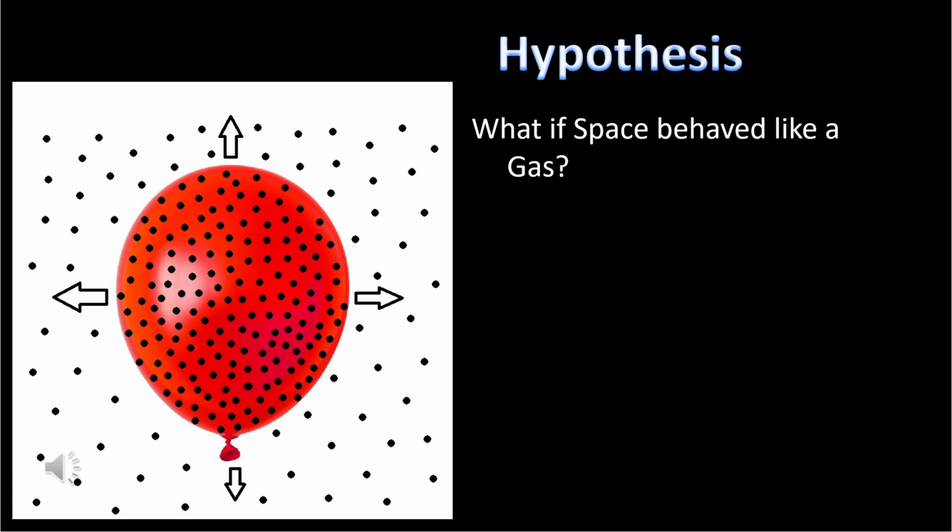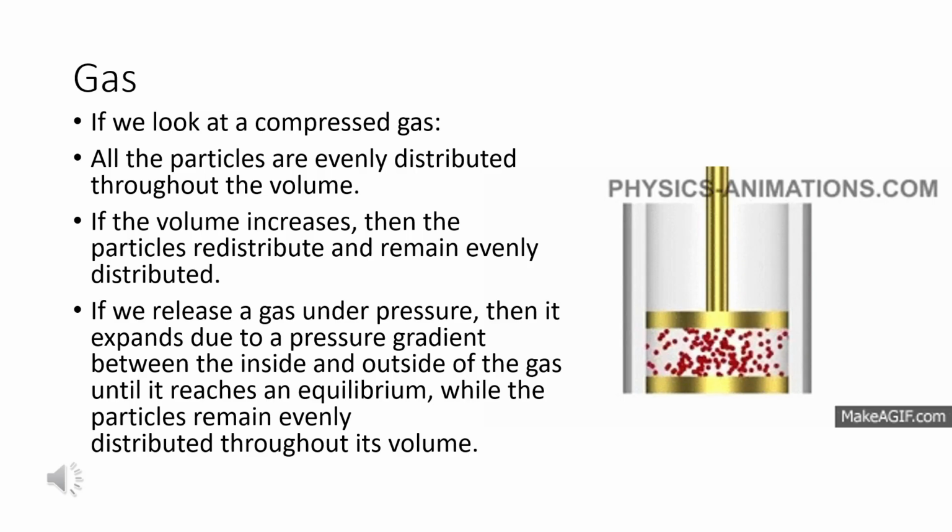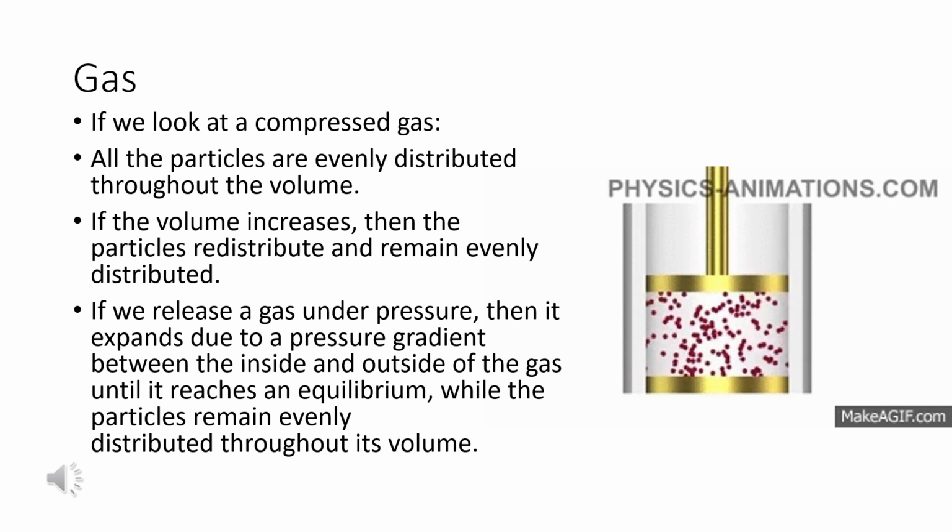If space in our universe was like the air in a balloon, then we could imagine that the space in our universe would be evenly distributed throughout the volume of the universe. If the volume of the universe changed, the space in that universe would redistribute and remain equal. If we looked at a compressed gas, then all the particles are evenly distributed throughout the volume. If the volume increases, then the particles redistribute and remain evenly distributed. If we release the gas under pressure, then it expands due to a pressure gradient between the inside and outside of the gas until it reaches a new equilibrium, while the particles remain evenly distributed throughout its volume.